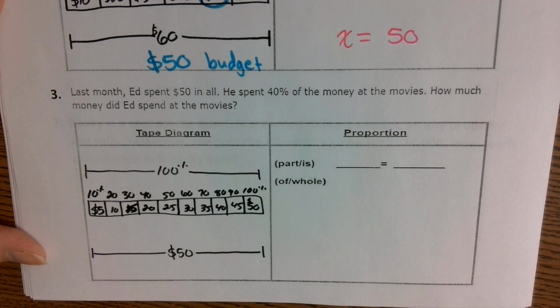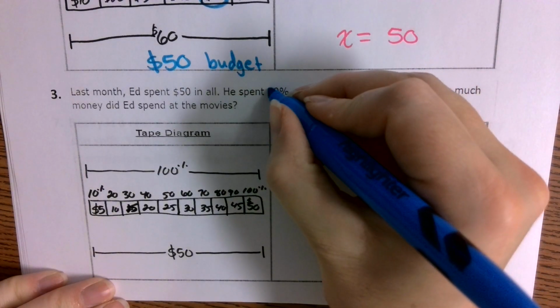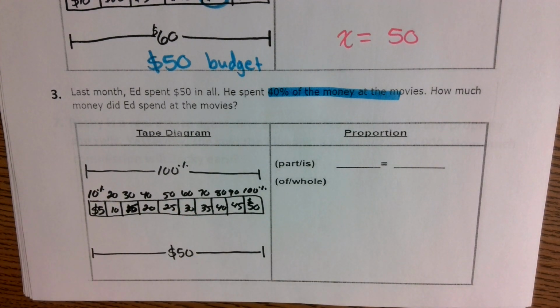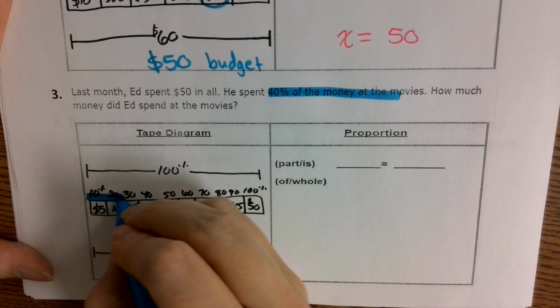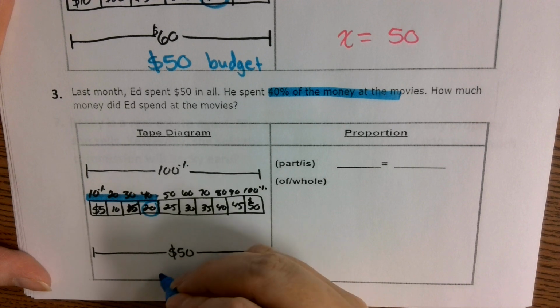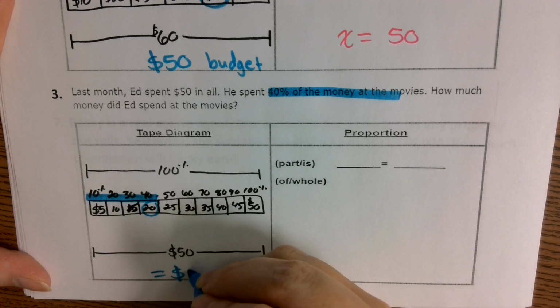Okay, now the question is asking for 40%. We're just focusing on 40%. How many boxes represents 40%? How many boxes? 4 boxes, right? 4 boxes represents 40%. How much money is that? 20. That would be $20.